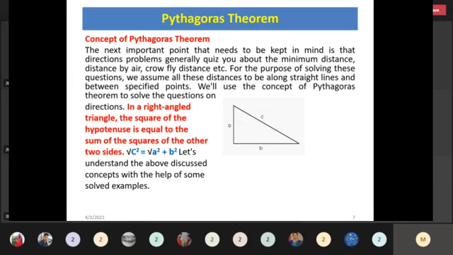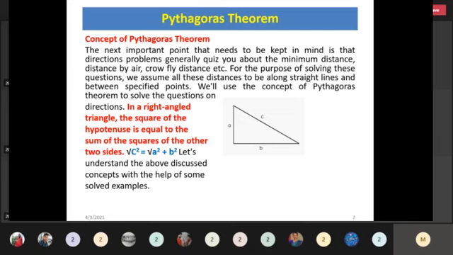So if we take this particular diagram, the square of c is equal to the sum of squares of the other two sides, for example, a square plus b square. So if you draw the diagram like this, we can find the shortest distance. That will be easy, so that we can use the Pythagoras theorem to solve direction sense problems.